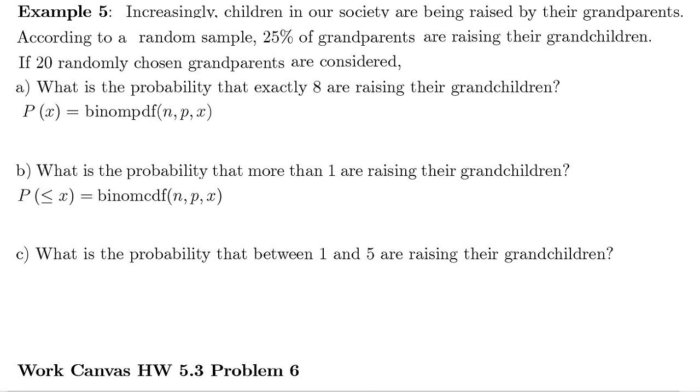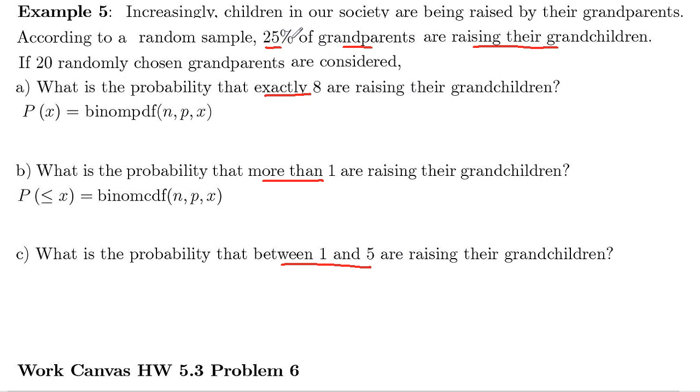In example 5 here, we are doing some more binomial probabilities. In this example, we're looking at children in our society that are being raised by grandparents. Unfortunately, that happens all too often. Let's say that in a random sample, 25% of grandparents were raising their grandchildren. We want to know, if 20 randomly chosen grandparents are considered, what's the probability that exactly 8 are raising their grandchildren? Probability that more than 1 are raising their grandchildren, and then between 1 and 5 are raising their grandchildren.